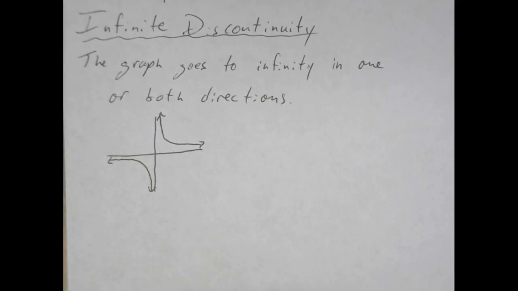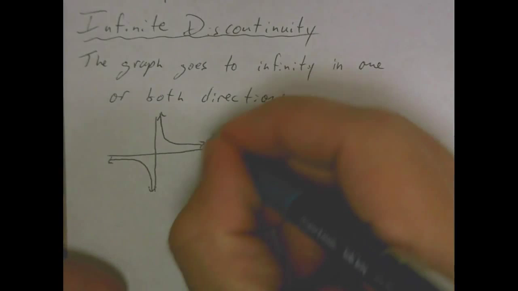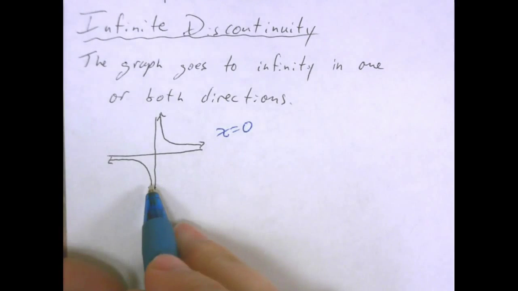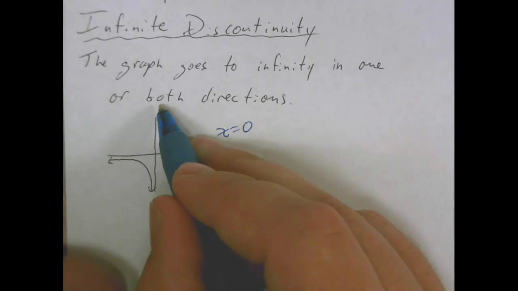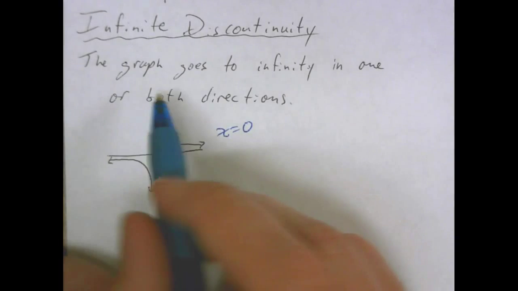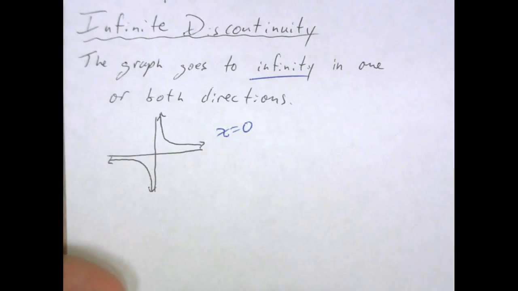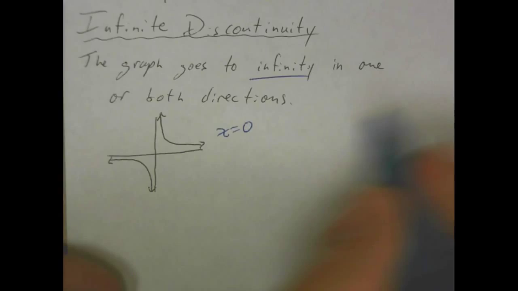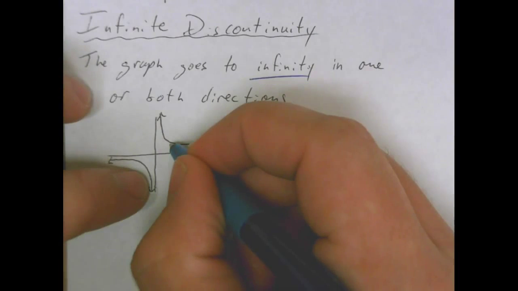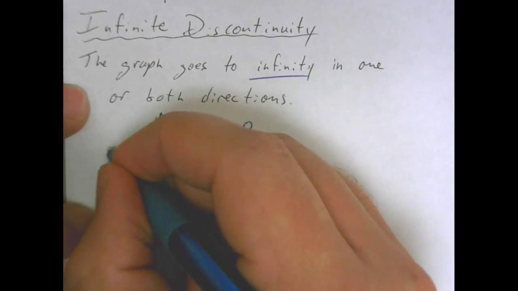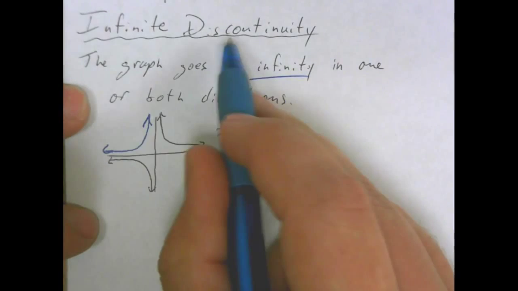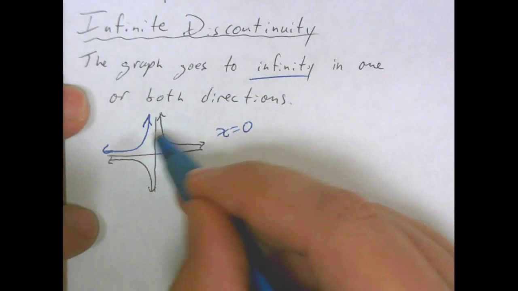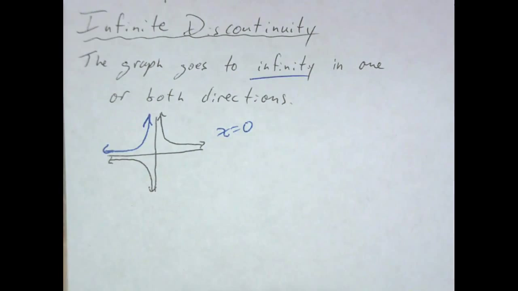We also have something called an infinite discontinuity. Notice at my asymptote at x equals 0, I have a discontinuous function because it goes to negative infinity in that direction and goes to infinity in the other direction. So pretty much all we're looking for is if the graph goes to infinity in one or both directions. In this example, it's going to infinity on both sides. We could also have it going to infinity on both sides, but this is still an infinite discontinuity because these are not connected functions. They are not continuous functions.